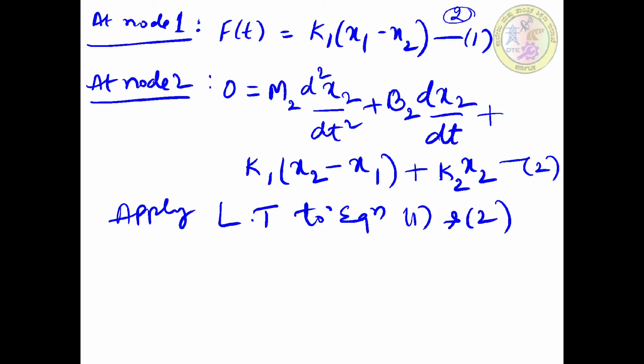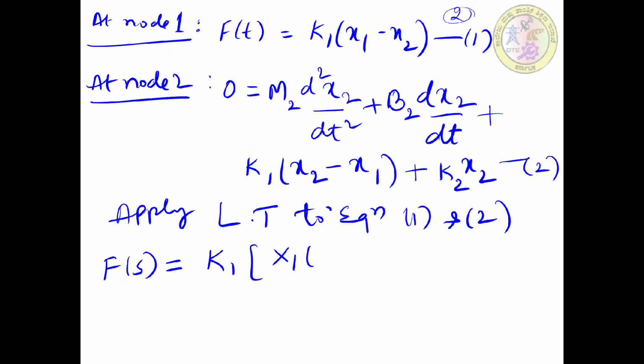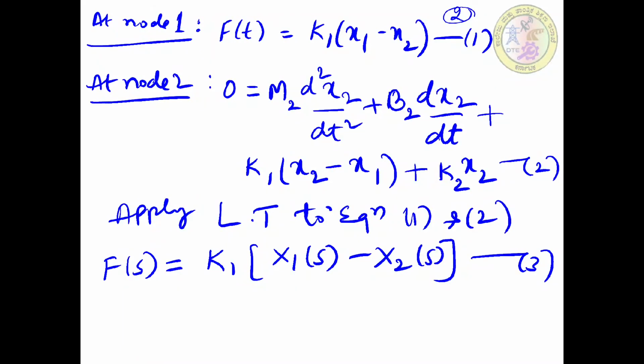Okay, so therefore for equation 1, the transformed equation will be F(s) = k1 (x1(s) − x2(s)). Take it as equation 3. But for equation 2, we have four terms. So therefore m2 s² x2(s). This is the first term.